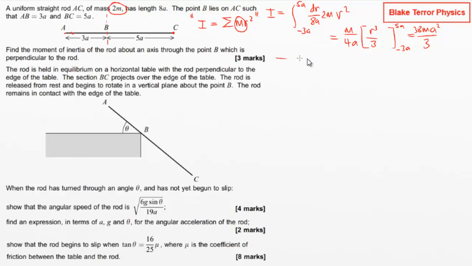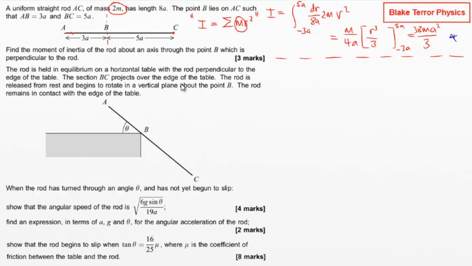So that's a pretty simple integral, and this isn't really causing us any problems at the moment. And let's see how this moment of inertia that we've worked out at this point is really dropping into the rest of the question. Right, so what's happening next? We've now got the rod held in equilibrium on a horizontal table with the rod perpendicular to the edge of the table.